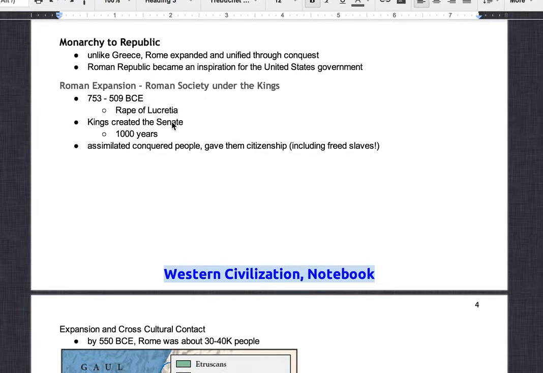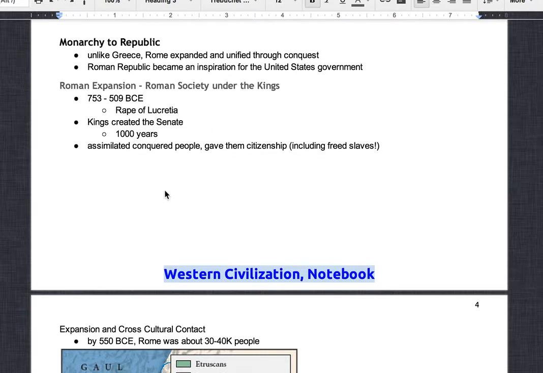The story of the rape of Lucretia, which some of you read as part of your work with the Roman primary sources, tells the story of how one of the Roman kings raped Lucretia, a senator's wife, and as punishment, the Senate overthrew the monarchy and established the Republic.